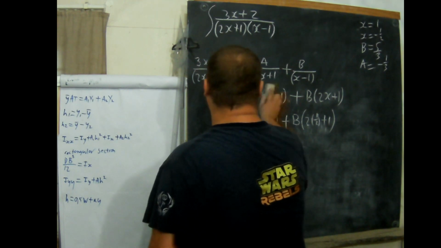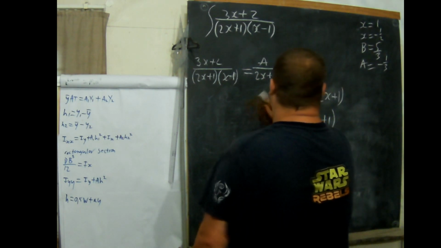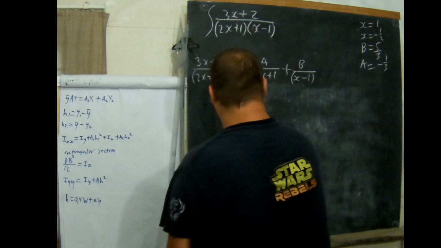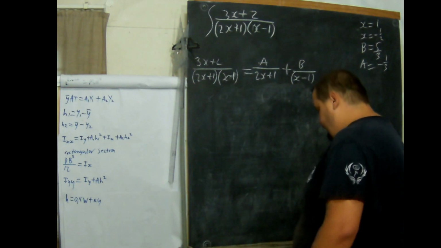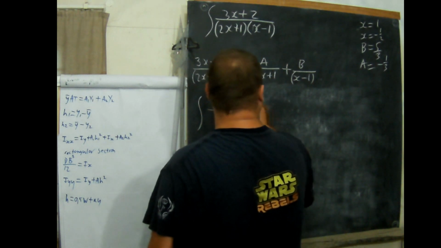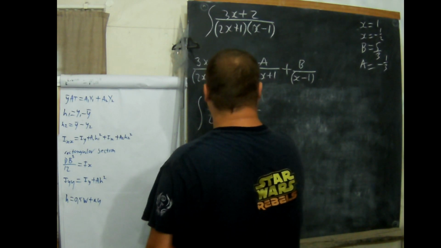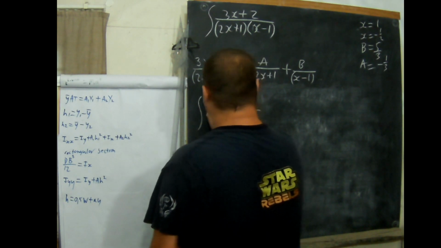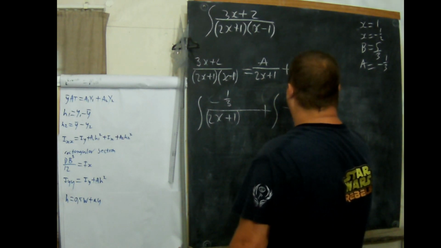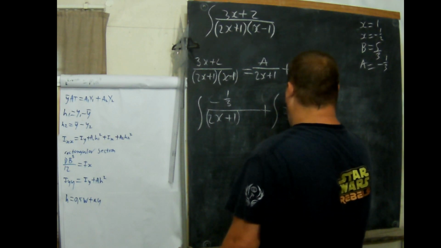Okay, now that we have all this, and we've calculated our numbers, all we have to do now is put A and B in their right spots. So, the integral of minus 1 over 3, 2x plus 1, plus the integral of 5 over 3, x minus 1.